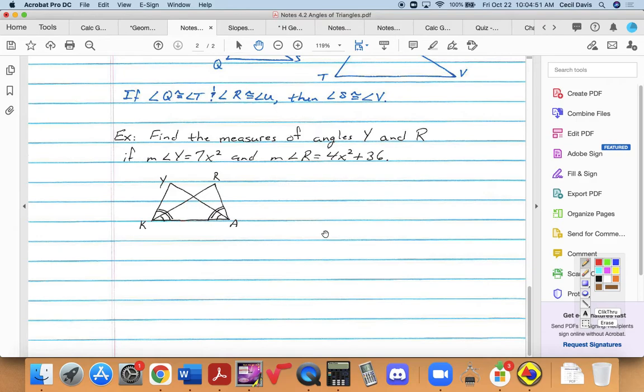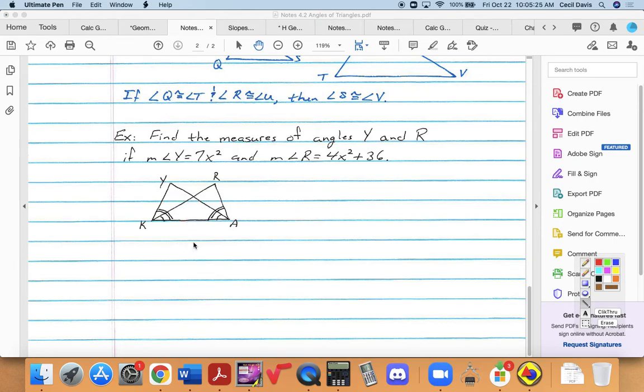Kind of a more complicated diagram. It says find the measures of angle Y and angle R if the measure of angle Y is 7x squared and the measure of angle R is 4x squared plus 36. And you're like, I got all kinds of stuff going on here. Well, this is an example of something that we'll see occasionally where two triangles just overlap one another. When that happens, the best thing to do is to take the two overlapping triangles apart.